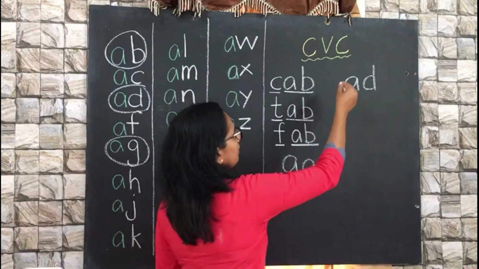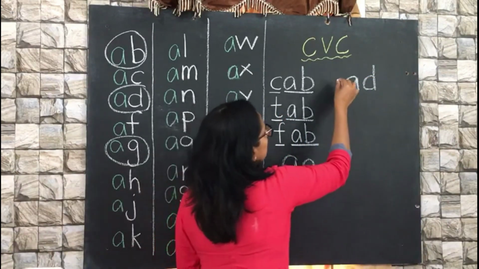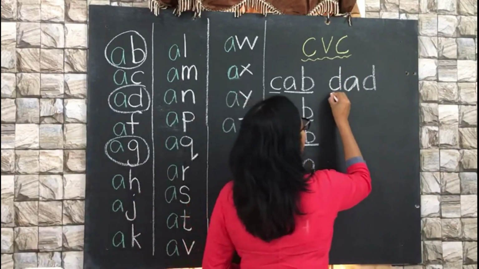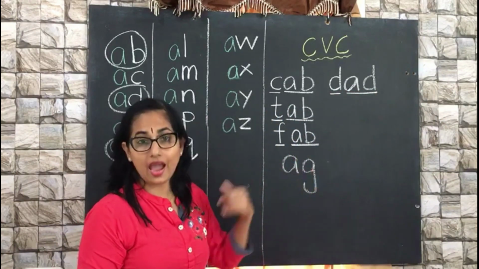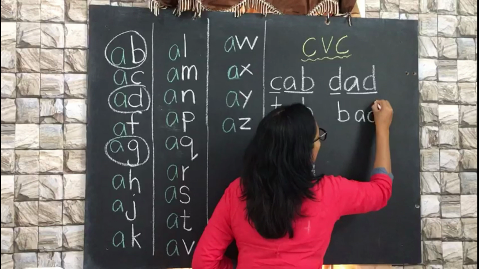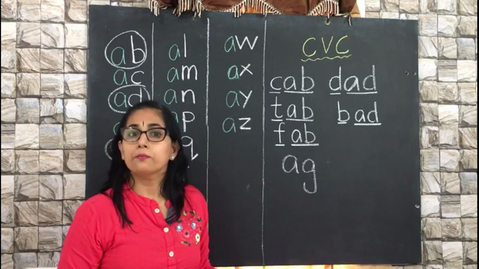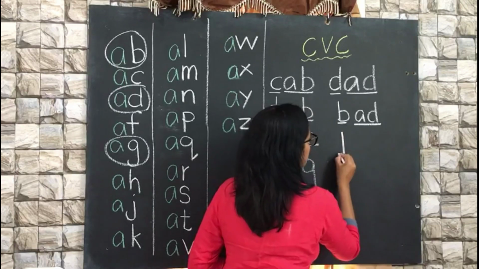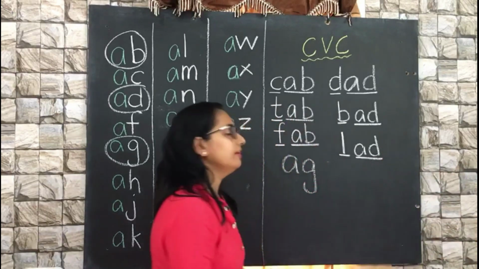The same way, this is add. Let me join one consonant. It's d. D, add, dad. B and add, b, add, bad. L, separate it and add together, l, add, lad.